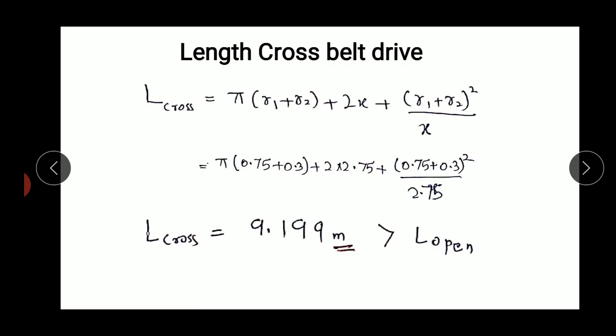9.19 meters. Remember, for all the same data, that is the distance between the shafts and r1 and r2, even though it is the same in open belt drive and cross belt drive, the length of the belt required in cross belt drive is more as compared to the length of the belt in open belt drive. So you can compare question number 1 with question number 2. You will find that the length of the cross belt drive is higher as compared to the length of open belt drive.